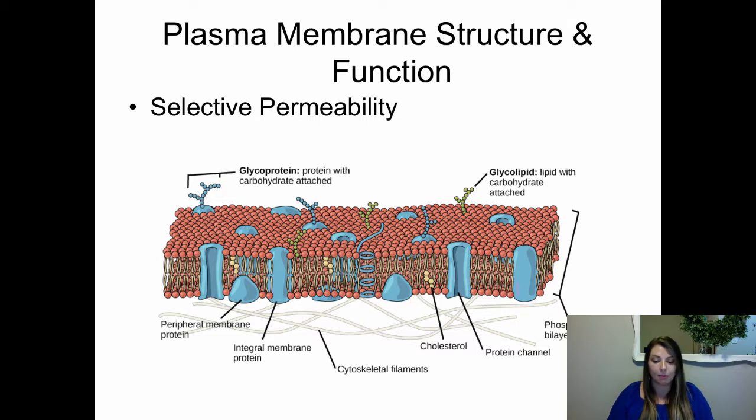They are embedded, and we have different types of proteins. We have integral proteins, and those are proteins that go all the way through this phospholipid bilayer, or they can be peripheral, meaning they can either be stuck on the top or the bottom. So here's an example of a peripheral protein right here.